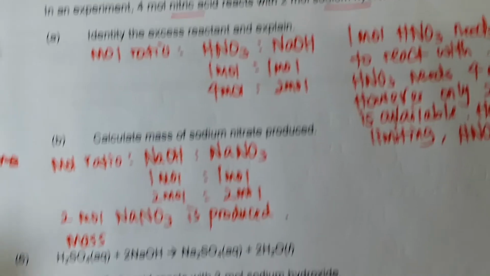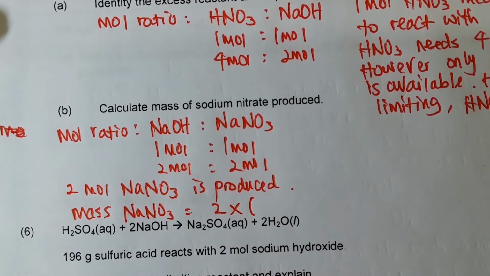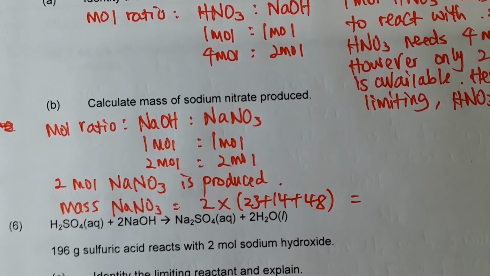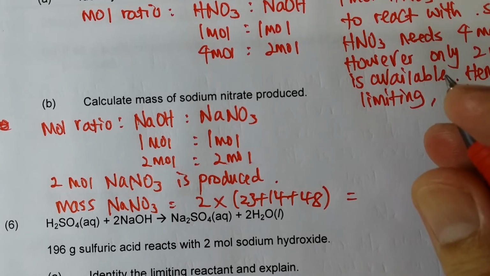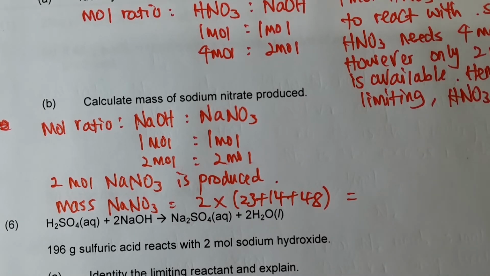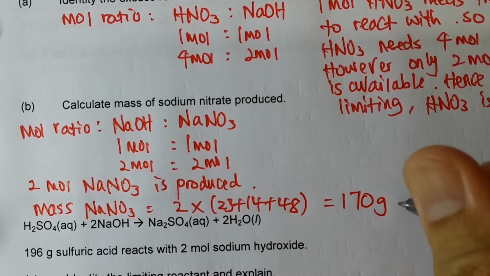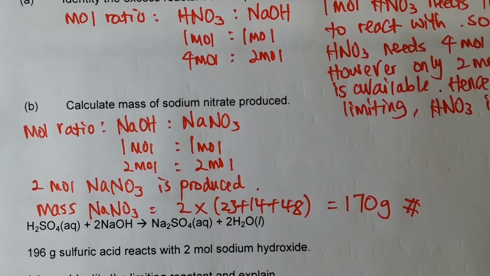What would be the mass? The question doesn't want mole, the question wants mass. So mass of NaNO3 would be 2 times the MR for NaNO3, which is 23 plus 14 plus 48, and that would give you 85. 85 times 2, which is 170 gram.